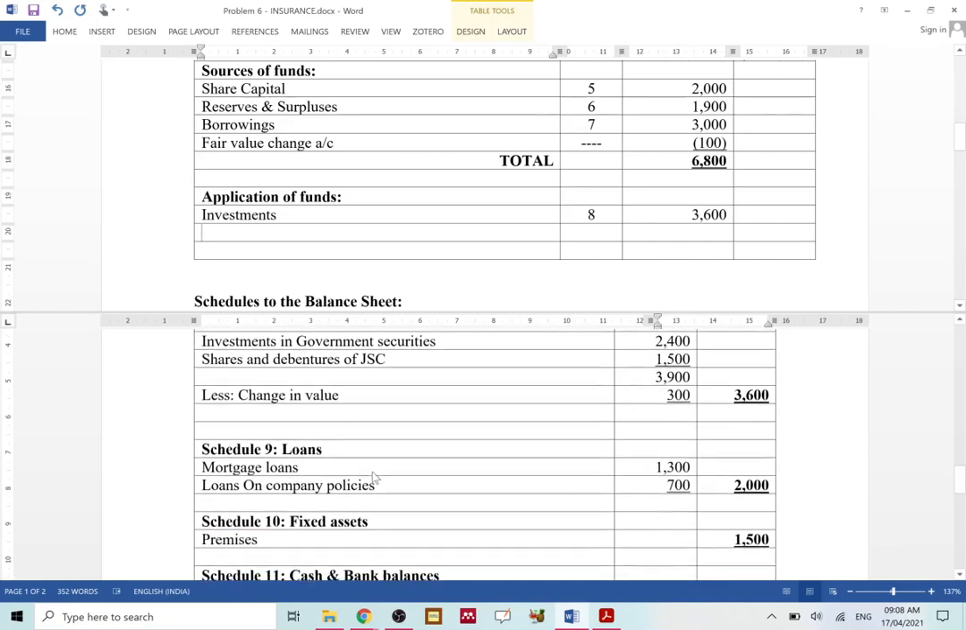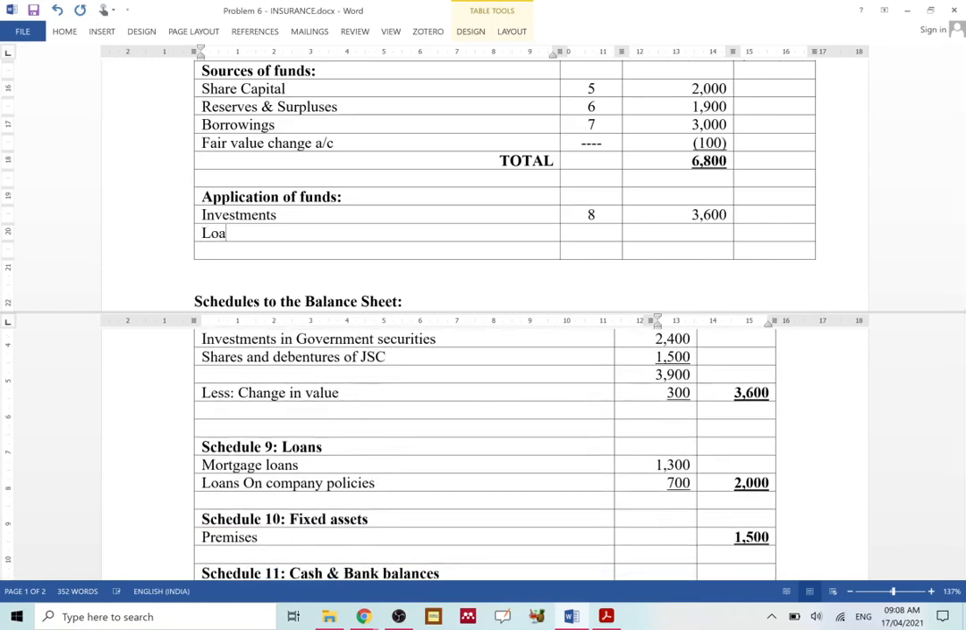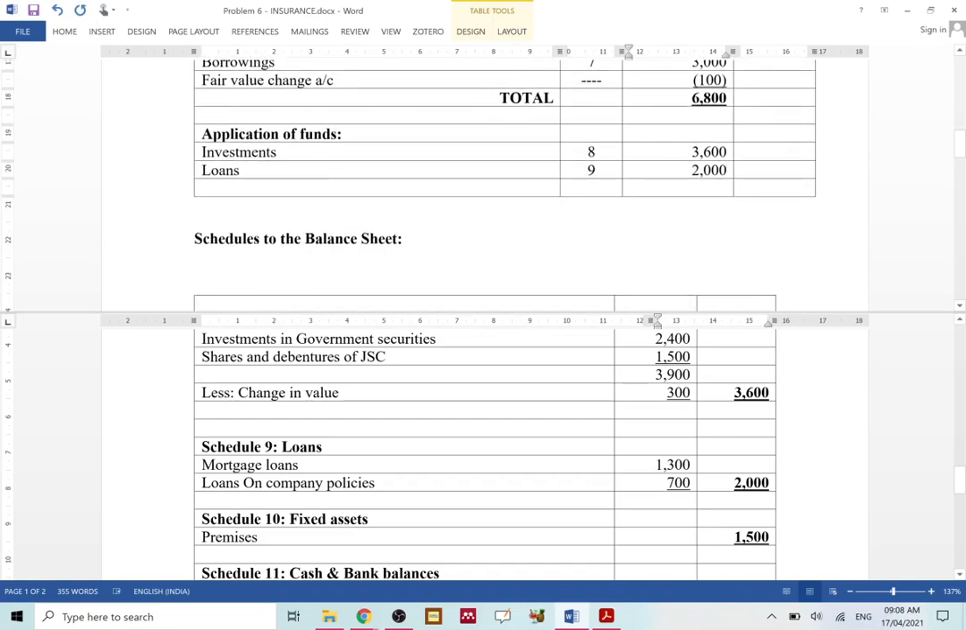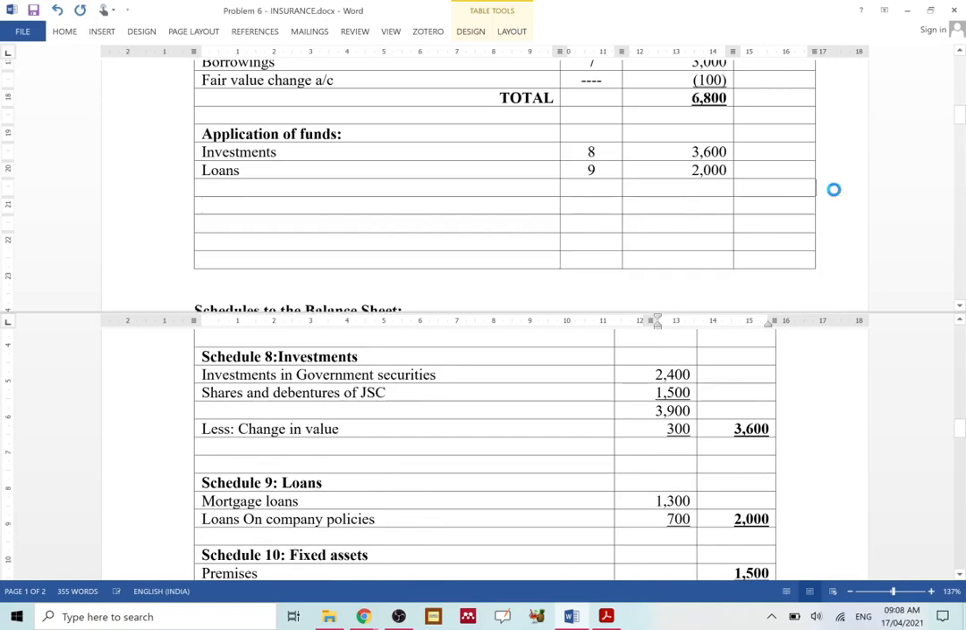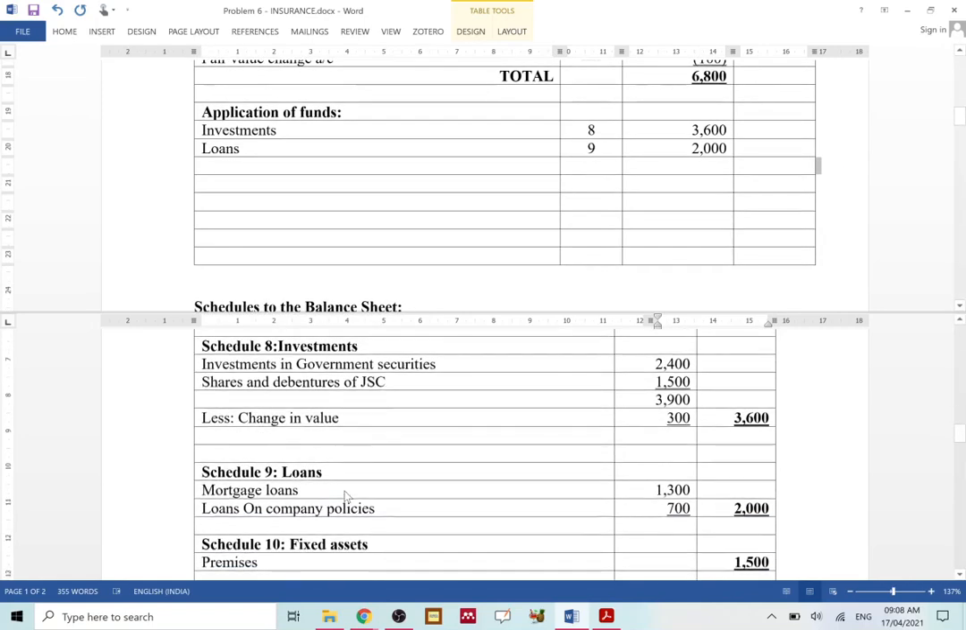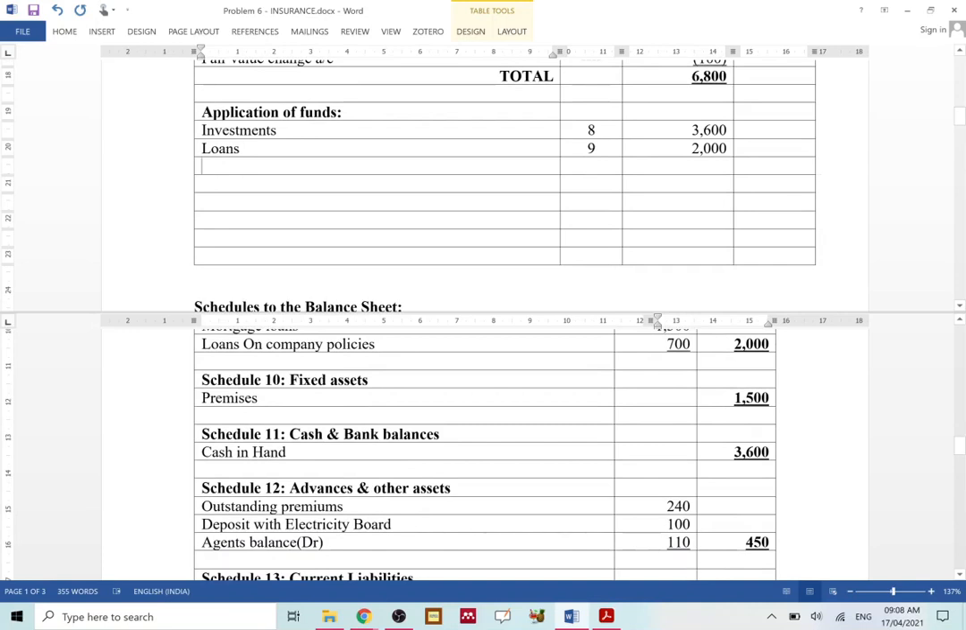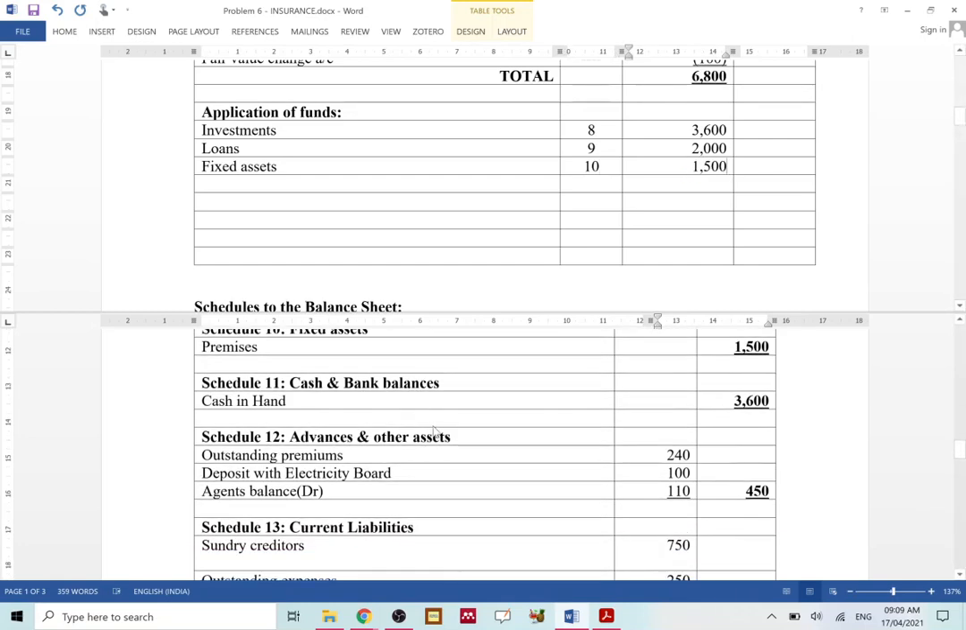Okay, next schedule 9 is loans. Amount is 2000. Right, if you go on entering the values now. Then next one, schedule 10 is fixed assets. These are all the fixed assets and the long term type of assets that we have over here. Okay, schedule 10, value 1500.